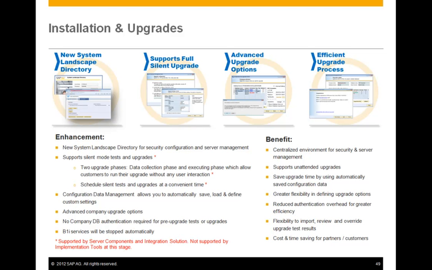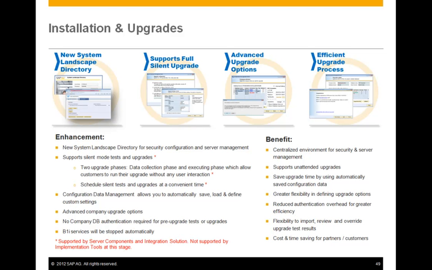The whole upgrade experience has also been optimized in a number of different ways. Business One now supports full silent test and upgrade modes. There are essentially two upgrade phases, the data collection phase and the execution phase, which allows customers to run an upgrade without any user interaction, supporting full unattended upgrades. You are also able to schedule your silent tests and upgrades at a convenient time.